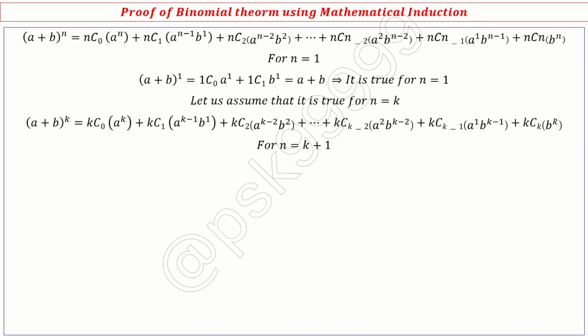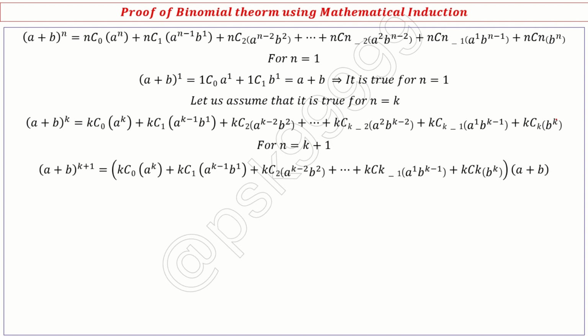So for n equal to k plus 1, the LHS is a plus b whole power k plus 1. On the RHS, you take the a plus b whole power k from above, multiplied by a plus b. Multiplied by a plus b, right?